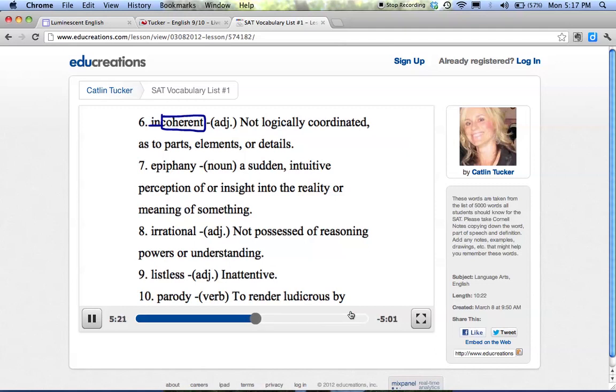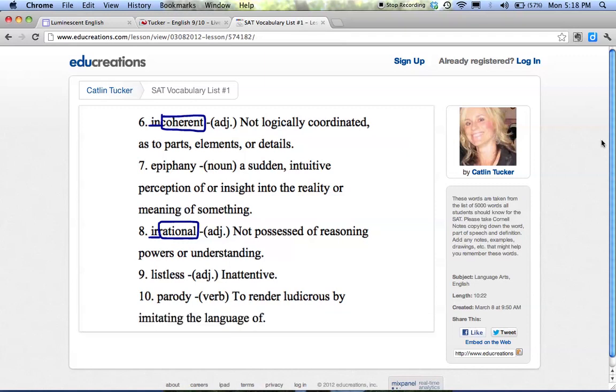And number 8 is irrational. And irrational is another example of a word that starts with a prefix or root, IR, also meaning not. So IN and IR, when attached to the beginning of a word, also mean not. So this means irrational means not rational. So someone who is rational makes a lot of sense. They understand things as they are. However, someone who is irrational is not possessed of reasoning power or understanding.